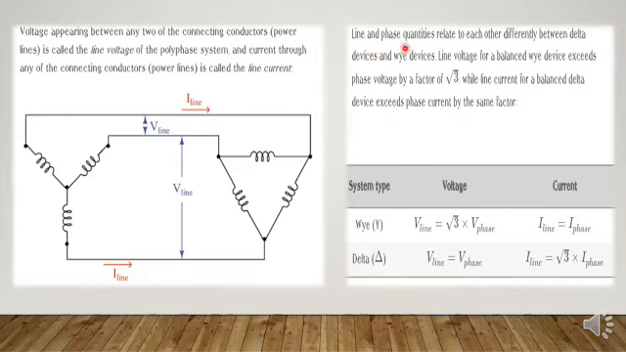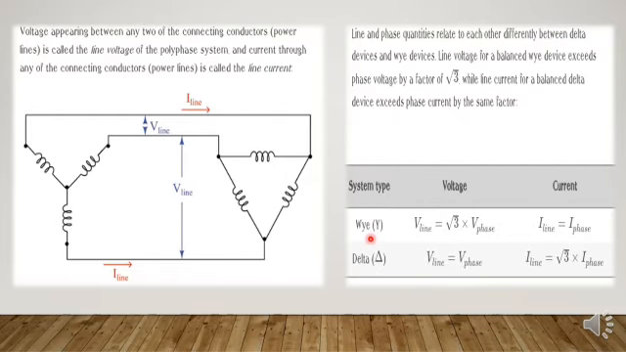Line and phase quantities relate to each other differently between delta devices and Y devices. So, line voltage for a balanced Y device exceeds phase voltage by a factor of square root of 3, while line current for a balanced delta device exceeds phase current by the same factor. So, anong ibig sabihin yan? Ito lang yan.